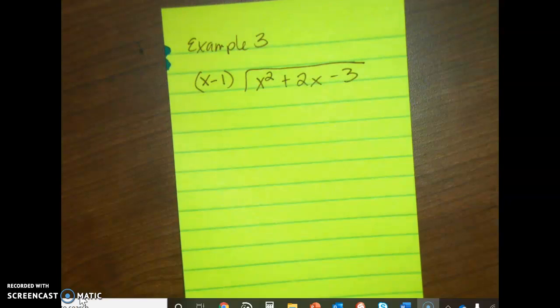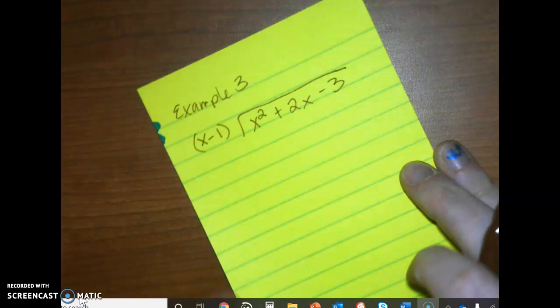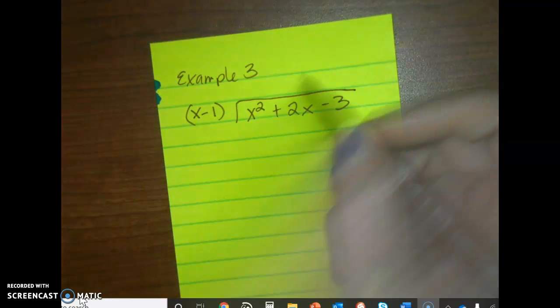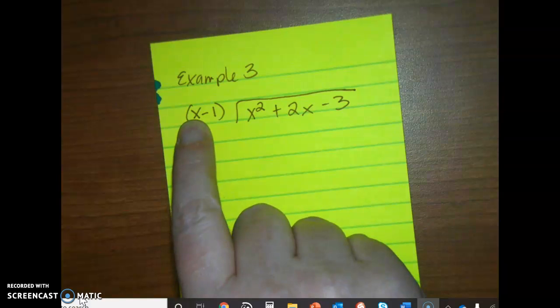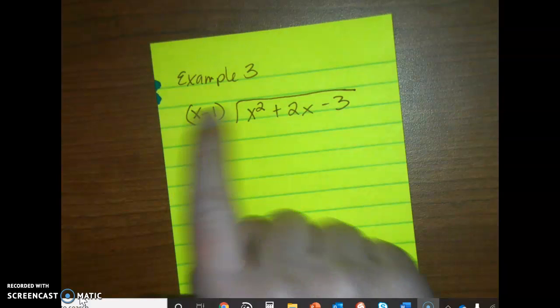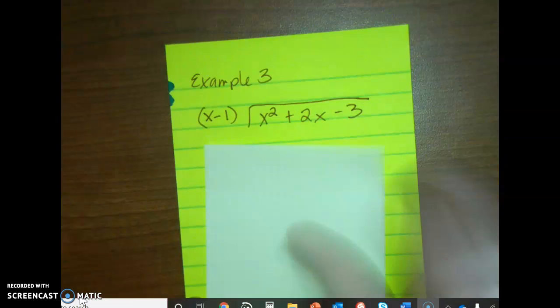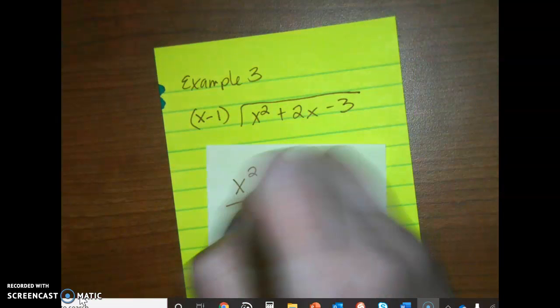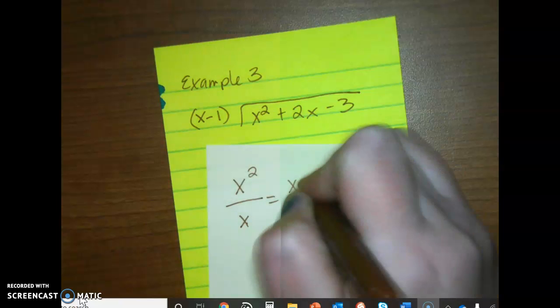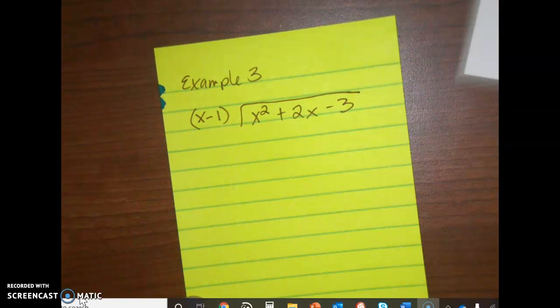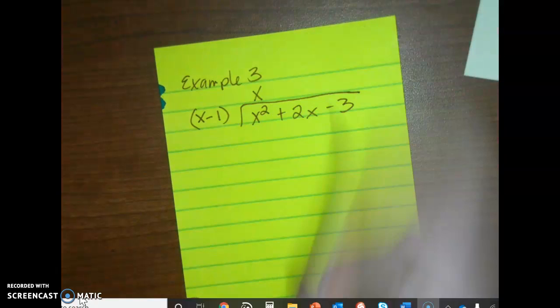Okay, turn this so I'm not crooked. So remember, we're going to take this x and divide it into this term right here. Well, x goes into x squared. When we divide x squared by x, we cancel those out. All we're left with is a 1x up there. So we're going to put x right here.